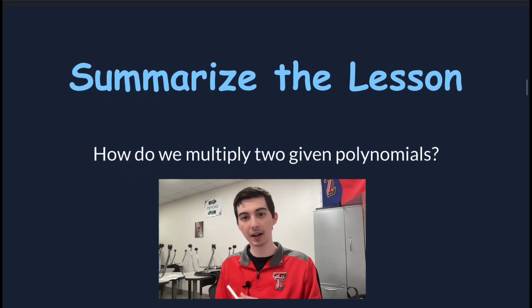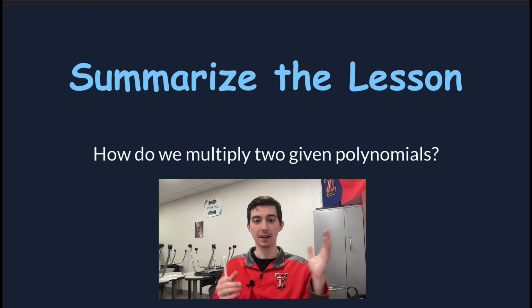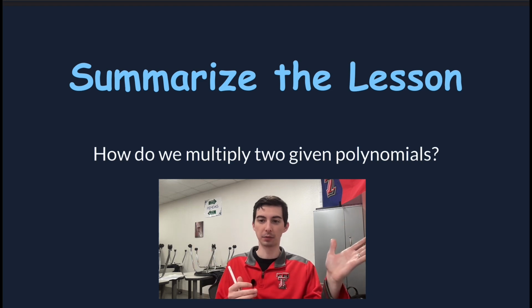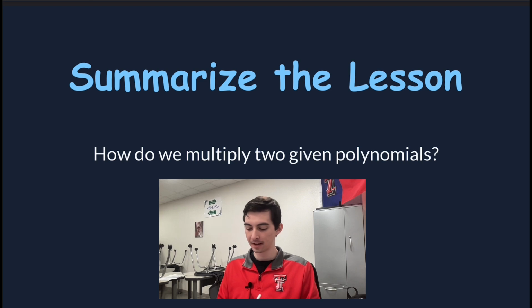So to summarize, today we talked about the FOIL method and the box method. Either one of these are perfect whenever we're trying to multiply two polynomials. And all we're going to do is multiply every term in our first polynomial times every term in our second polynomial. And then once we do that, we look for any like terms that we can combine to simplify our answer.